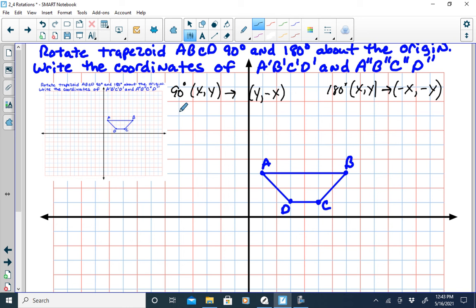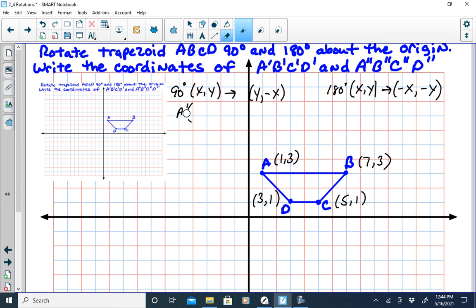All right, so let's use the rules to get our ordered pairs. So let's start with A prime. Well, we need our ordered pairs first. So A is located at 1 comma 3. B is located at 7 comma 3. D is located at 3 and 1, like the deli. And C is located at 5 and 1. Okay, so let's use our rules here. I'm going to change colors. All right, make it blue.